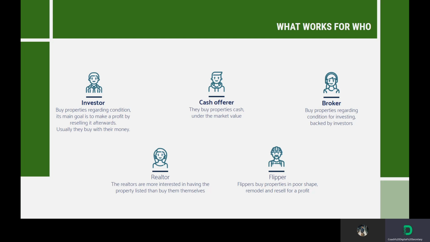A realtor. The realtors are more interested in having the property listed than buying it themselves. Okay, a realtor doesn't care if the property is in good condition or in bad condition. The only thing they want is to sell the property with them. Okay, to list the property themselves. And the flippers buy properties that are in poor shape and that need to be remodeled. They remodel the properties and resell them for a profit. These are these five types of investors.